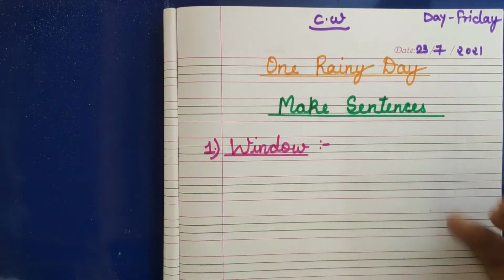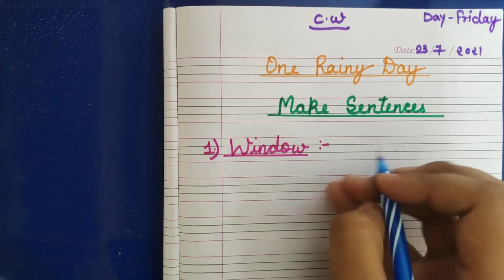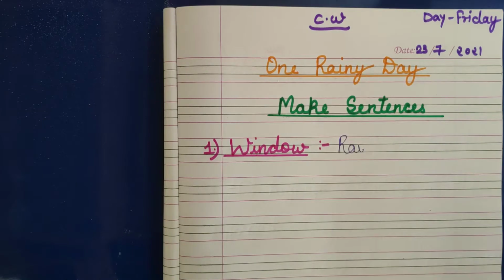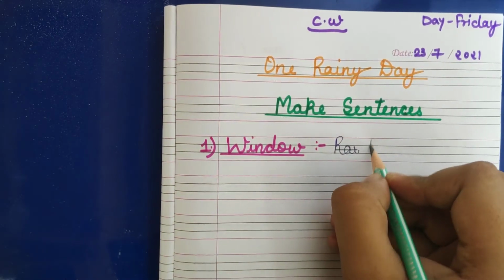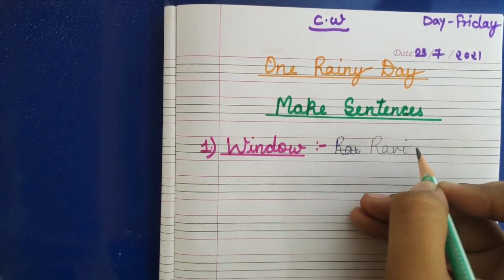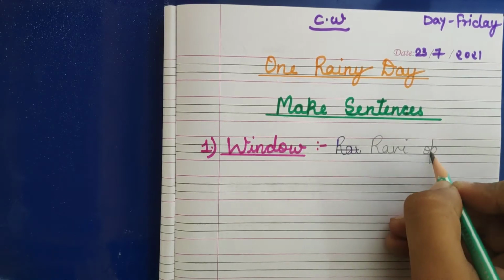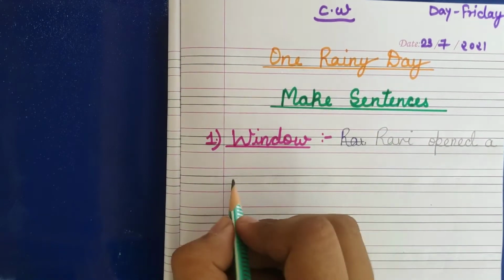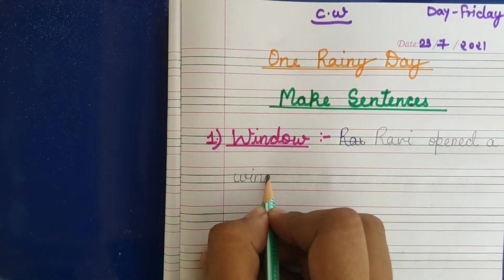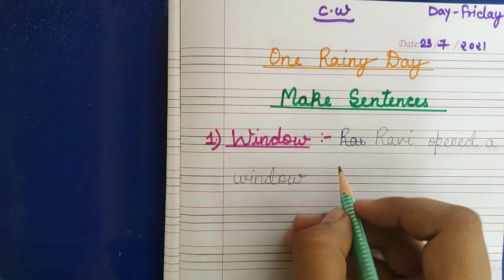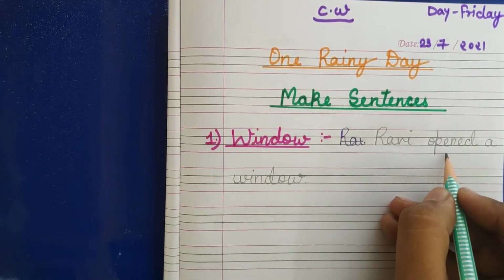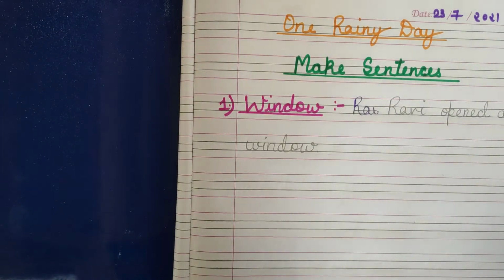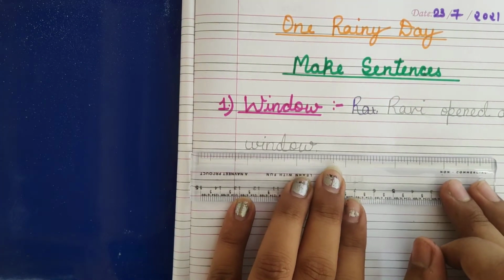Now write down the sentence. Ravi opened a window. Ravi opened a window. Now underline the word window.